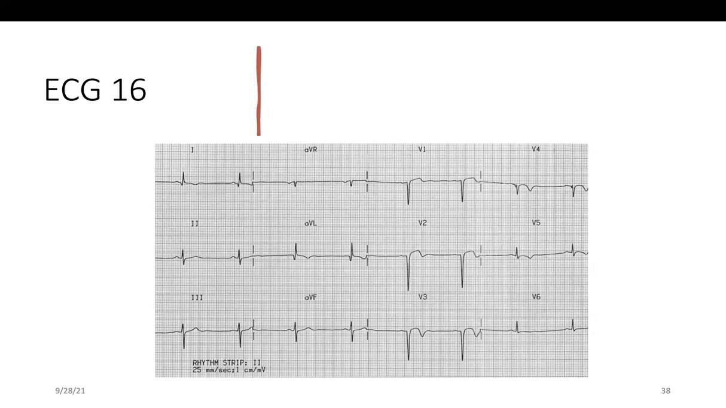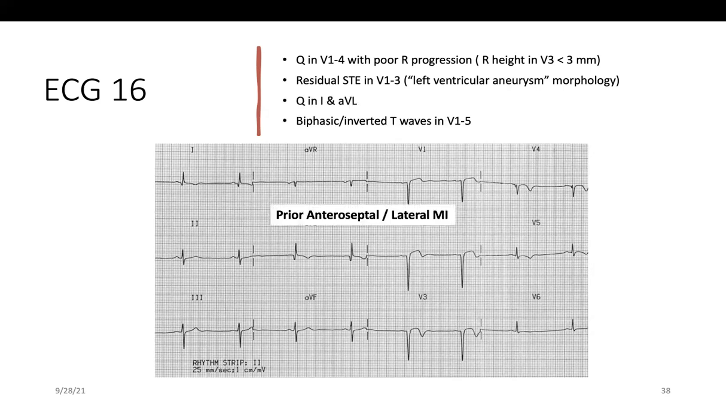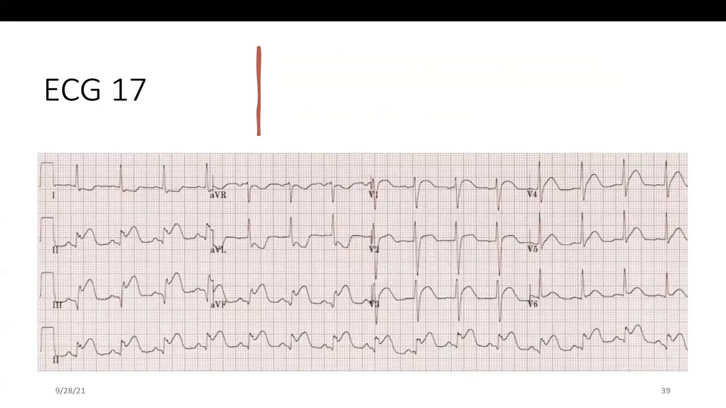It's good to think of Wellens, but Wellens usually you don't see a Q wave in these leads. You will find a usual pattern. So this is most likely what? Recent MI, exactly, or LV aneurysm, because you see the residual ST elevation in the anterior leads. 17.